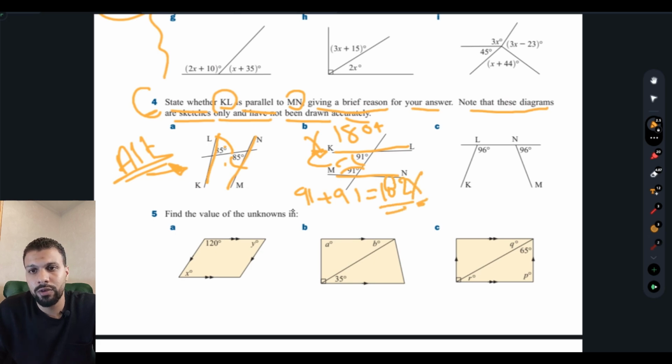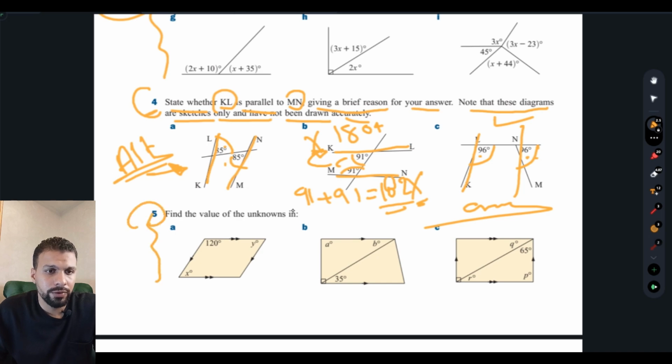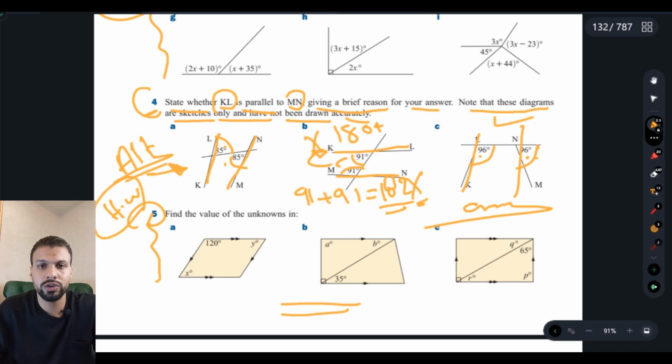And the same here: if LK and NM are parallel, then 96 equals 96, and this is correct because they are corresponding. I will leave question 5 as our homework.